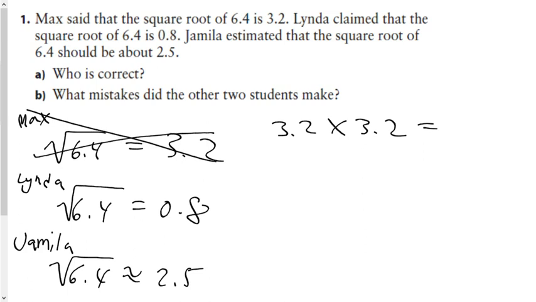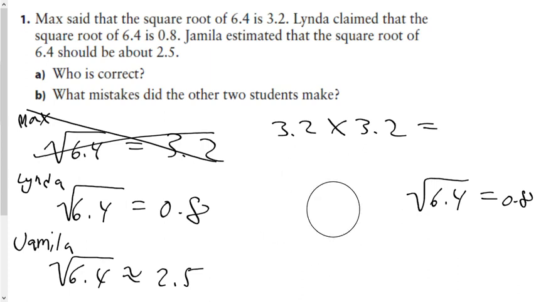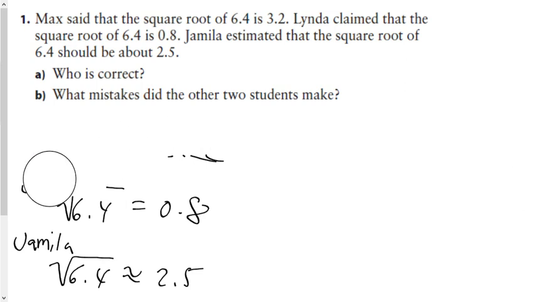Linda, on the other hand, was like, well, hold on. I know, because we've been practicing this, that the square root of 64 is 8. And therefore, the square root of 6.4 must be equal to 0.8. If we reverse it and say, is it possible that 0.8 times 0.8 is 6.4? No, because we have something less than 1 times something less than 1, and we know that 1 times 1 is 1. So that can't be 6.4. She was onto something, but Linda wasn't quite there. So Linda didn't do it right.